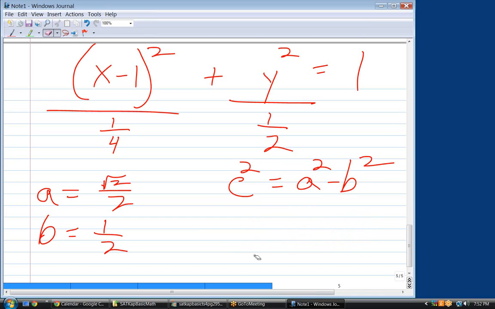If you get A and B backwards, you will find yourself solving for C and taking the square root of a negative number, if you know what I mean. In other words, C squared is A squared, which is 1/2. Still there? Yep. Minus 1/4. So 1/2 minus 1/4 is 1/4.